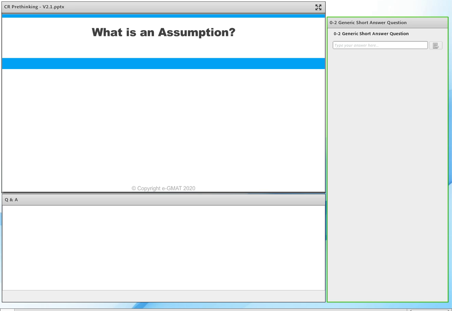To prove that, I'm going to give you a very simple argument about a context that you think about day in and day out, and most of you should be able to come up with an assumption for this one. So here's a very simple argument, which is something that you think about day in and day out, and I want you to tell me, what does the author assume here? So type that answer in the short answer pod, and press enter.